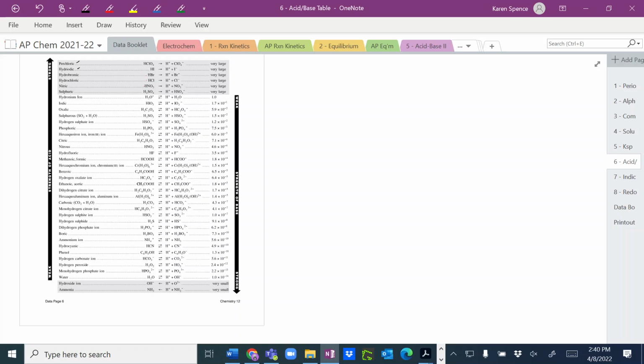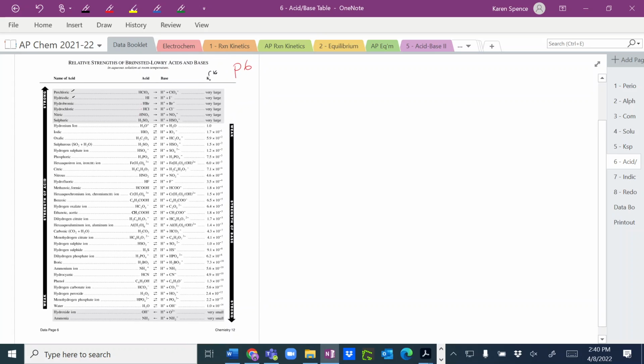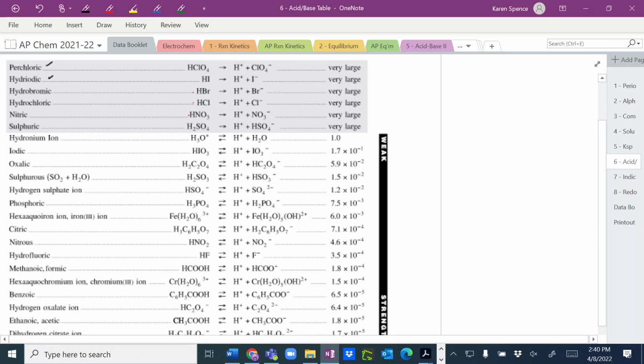Does anyone feel brave enough to give me an ion that does not react with water? Casey. HSO4 minus. You're so close. You actually just picked the wrong one. You want to give me a different one? NO3 minus. That's a good one. Okay?